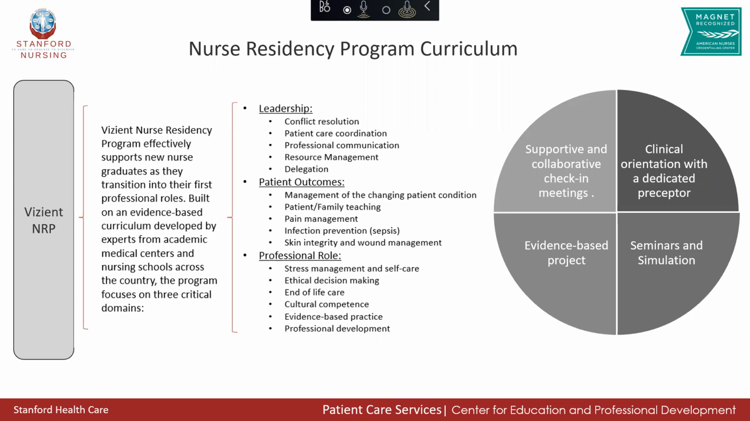The 4 main buckets of our program include a very robust clinical orientation on the unit in which you were hired in with a trained preceptor. The second bucket is seminar classes and simulation within the nurse residency program, facilitated by the nurse residency program faculty. The third is allowing you to participate in an evidence-based project with members of your cohort under the guidance of a clinical nurse specialist. And then the fourth is creating a structure of supportive and collaborative meetings that include your leadership team, your education team, your clinical nurse specialist, and a member of the nurse residency program.